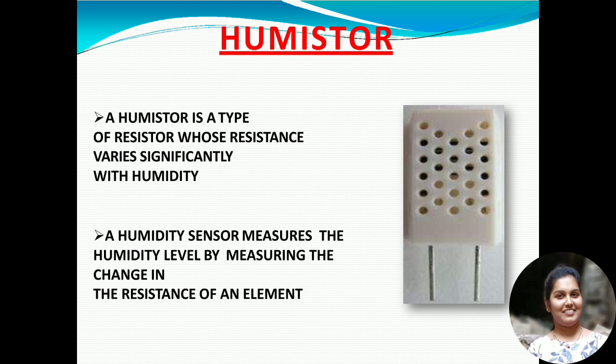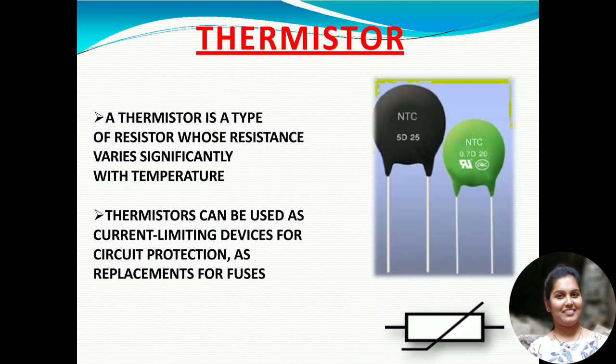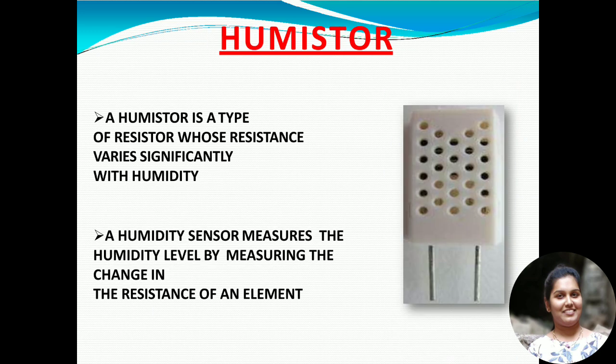Next is the humistor, a kind of resistor whose resistance varies significantly with the change in humidity. So there is a relationship between resistance and humidity. When humidity changes, the resistance changes. This is a kind of humidity sensor that measures the humidity level by measuring the change in the resistance of an element. So this is nothing but a humistor, whereas a thermistor changes the resistance with the change in temperature. A humistor changes the resistance with the change in the humidity.